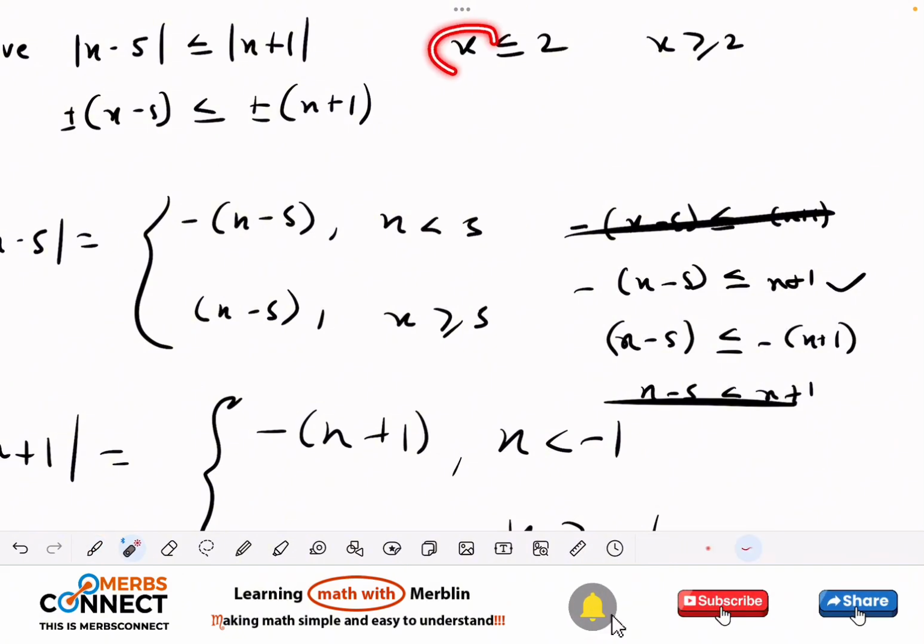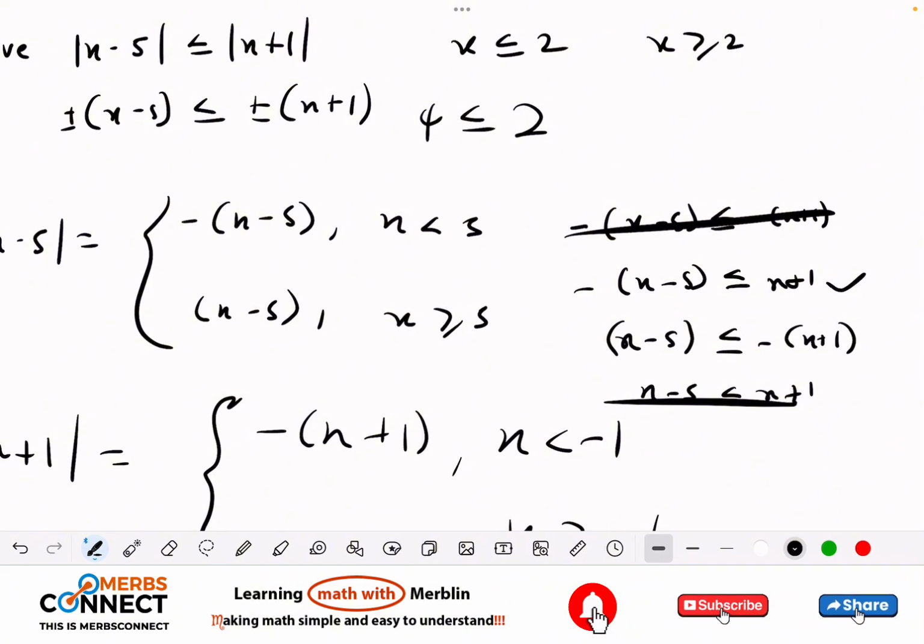If the value here is less than or equal to 2, we need to pick any value less than 2 and check if it satisfies the equation. So anything less than 2, we can think of 1. 1 is less than 2. So let's plug in 1. When I put 1 here, 1 minus 5 is minus 4. Absolute of minus 4 is 4, less than or equal to, because I have this one here. When I plug in 1 here, 1 plus 1 is 2. Absolute of 2 is 2. Is 4 less than or equal to 2?